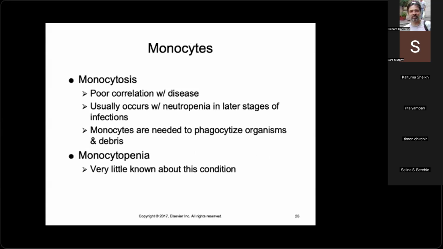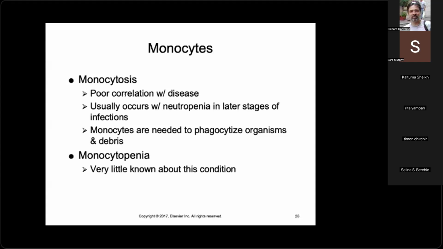Monocytopenia is a condition where the number of monocytes in the blood is lower than normal. Monocytes are the largest type of leukocyte, and in healthy adults, the reference interval for them in the peripheral blood is between 0.2 to 1.0 times 10 to the 9th per liter.